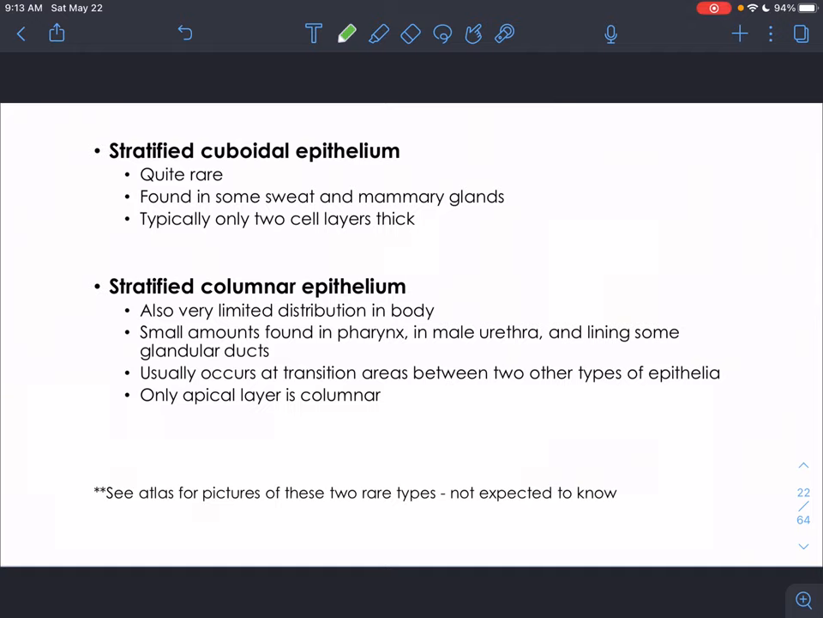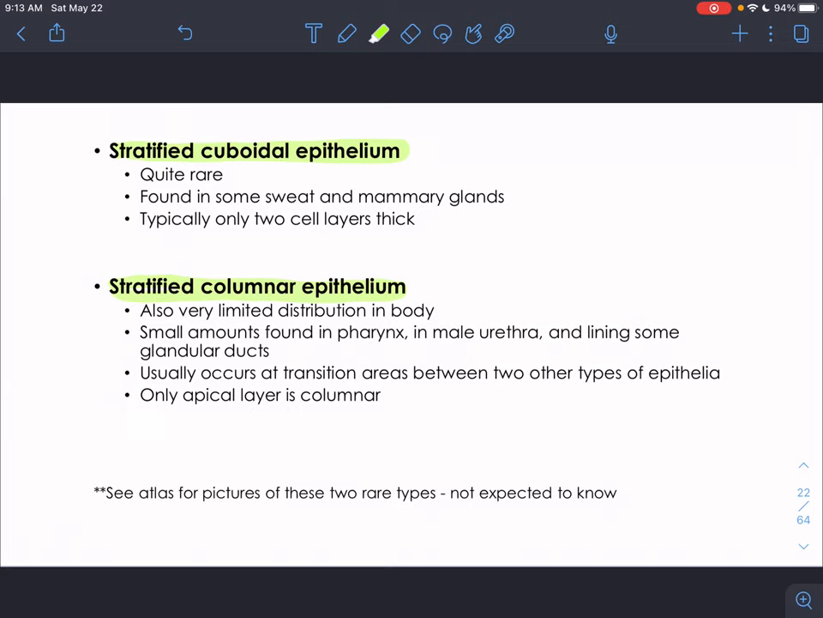Okay. There's two other types of stratified epithelial cells that we're not going to really talk about. I just included them here in case you were interested, but you're not really expected to know these types. So stratified cuboidal and an actual stratified columnar. We talked about pseudostratified, which you're required to know. But stratified, not as important. So these are both very rare.